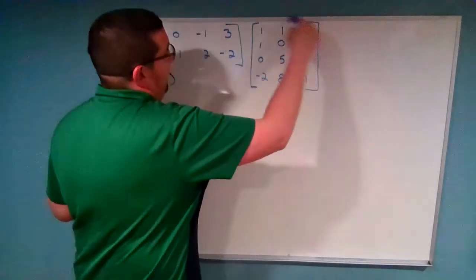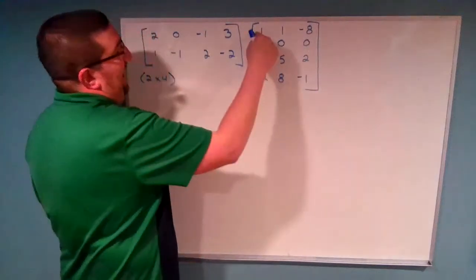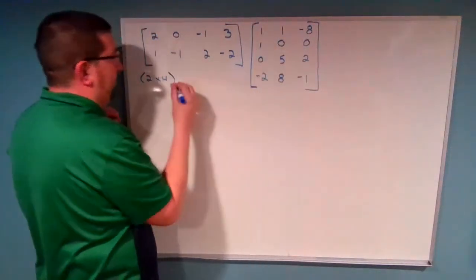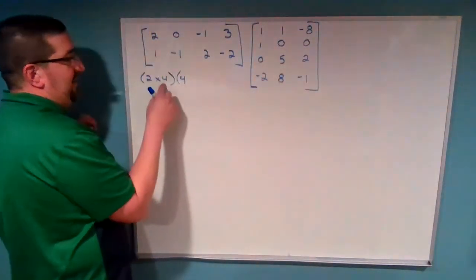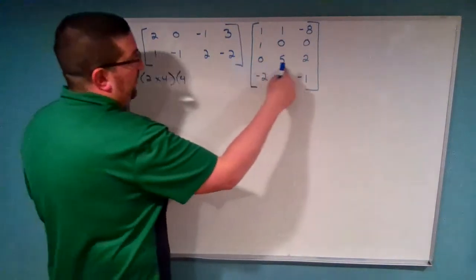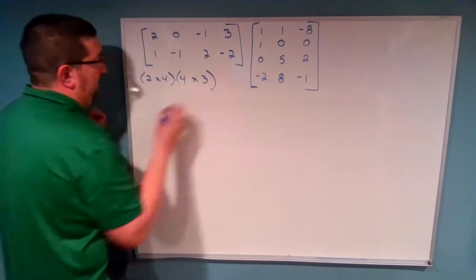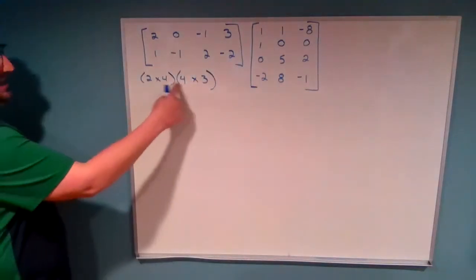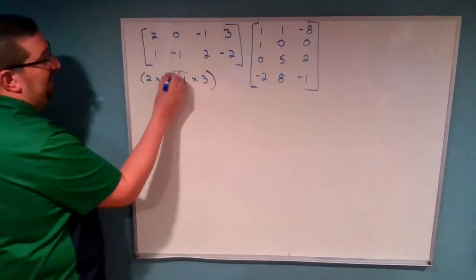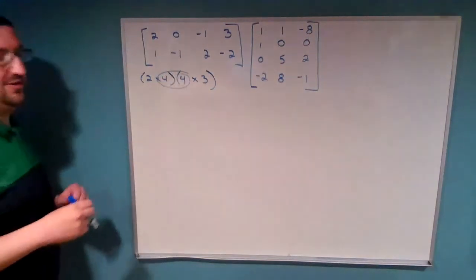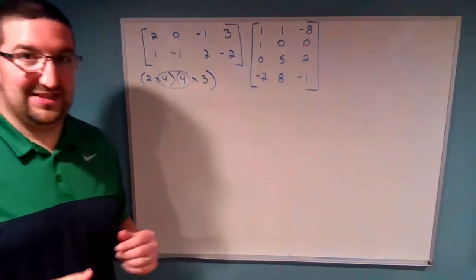Our second matrix has 4 rows. That's good. I like that. 4 rows and 3 columns. So it's a 4 by 3. So can I multiply these together? Yes, because those inside dimensions are the same.